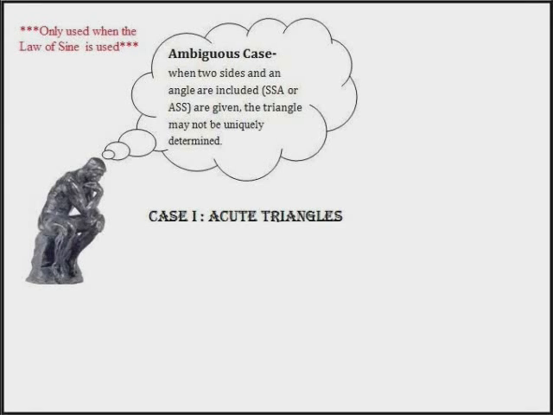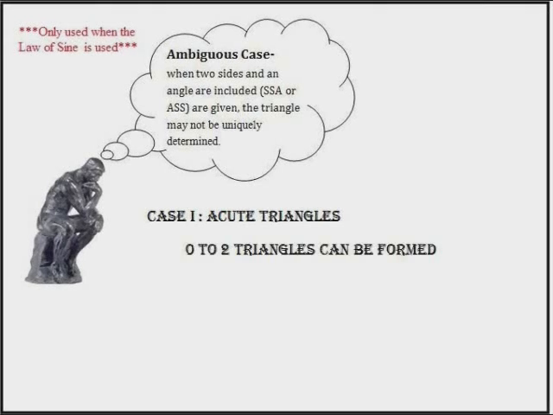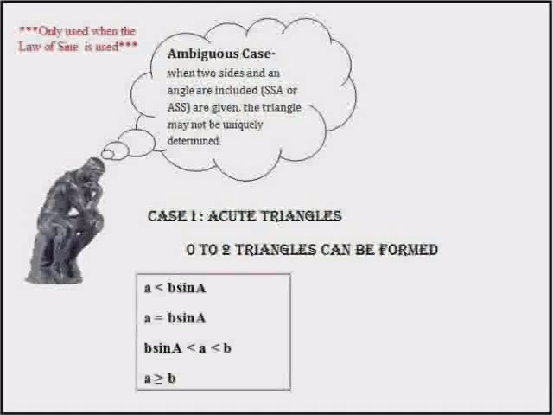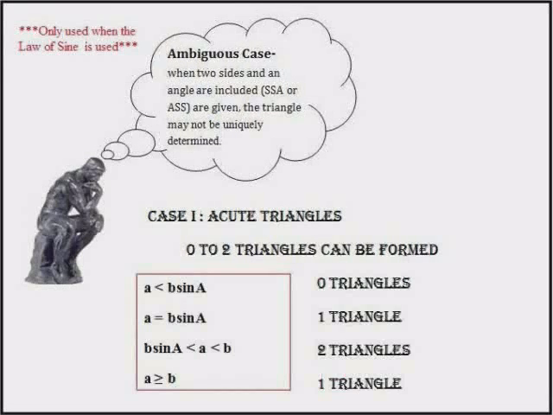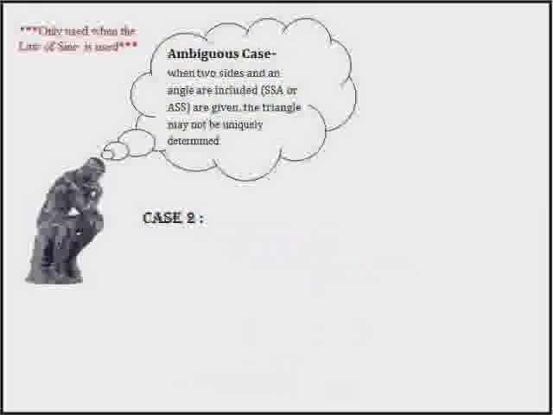So case 1, the acute triangles. 0 to 2 triangles can be formed. When a is less than b sine A, 0 triangles. When a is equal to b sine A, 1 triangle. When b sine A is less than a, which is less than b, 2 triangles. When a is greater than or equal to b, there is only 1 triangle.